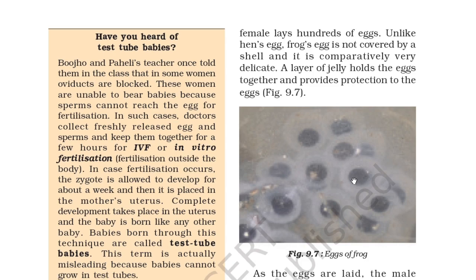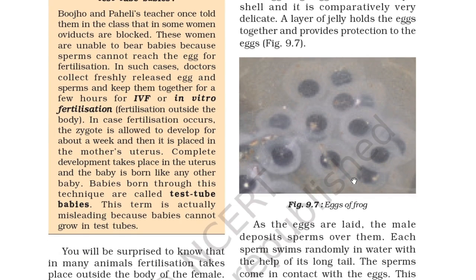In such cases, doctors collect freshly released eggs and sperms and keep them together for a few hours for IVF, or in vitro fertilization, outside the body. So in case fertilization occurs, the zygote is allowed to develop for about a week and then it is placed in the mother's uterus. Complete development takes place in the uterus and the baby is born like any other baby. Babies born through this technique are called test tube babies.